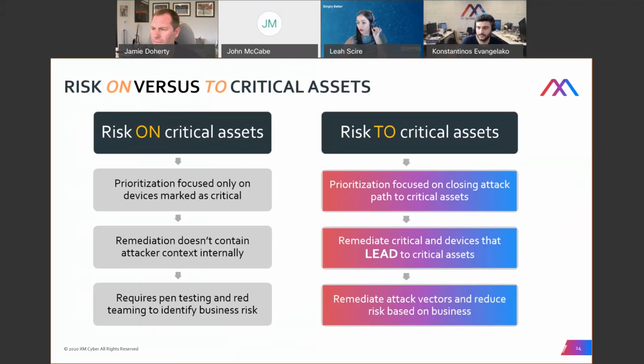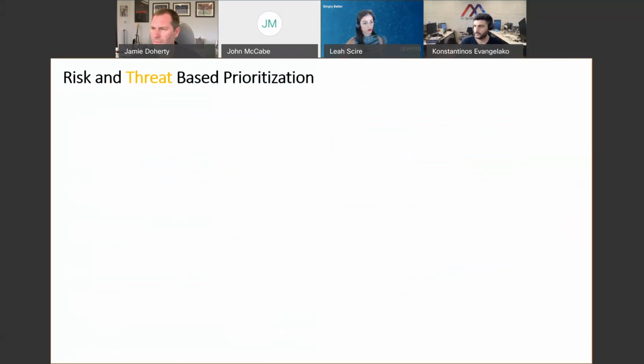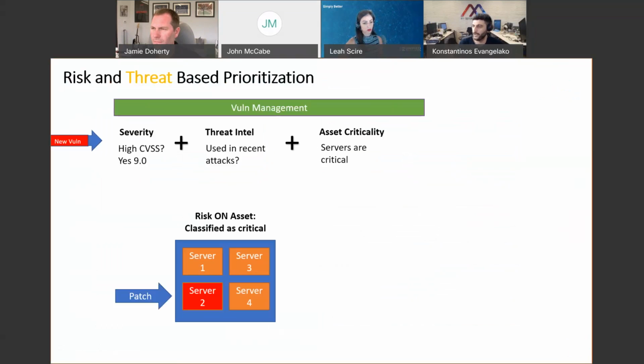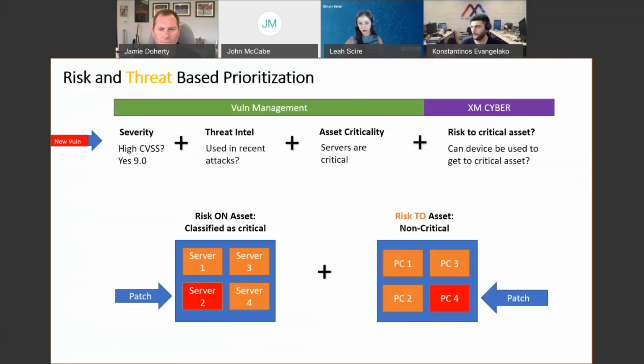So it doesn't take much if you're not focused around the entire ecosystem. Some of that equation looks like this. For risk-based vulnerability management solutions, you have the severity, the threat intelligence, the asset criticality, and based on that information, the system might tell you, go and patch server number 2. But again, we want to focus on adding another question: can any other device or entity in the environment be used to actually get to server number 2?